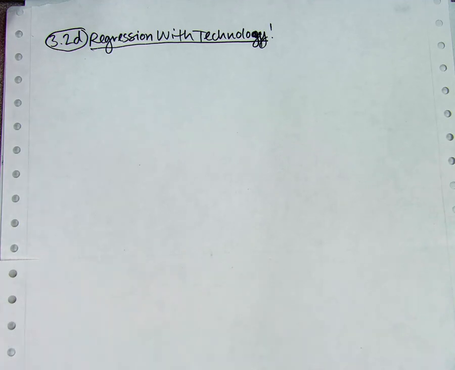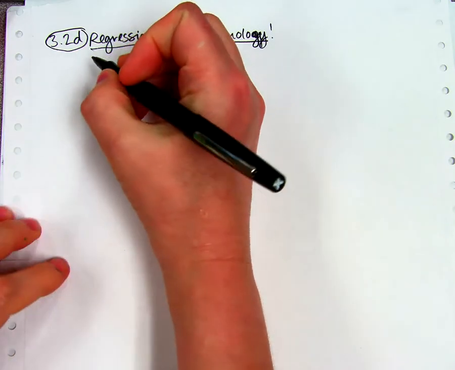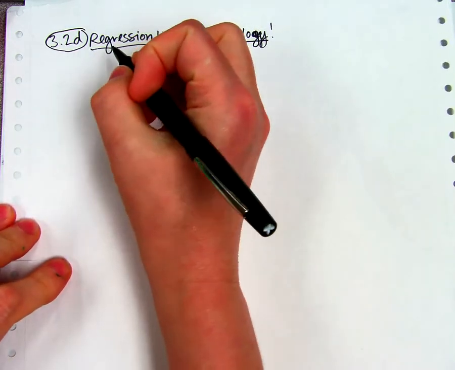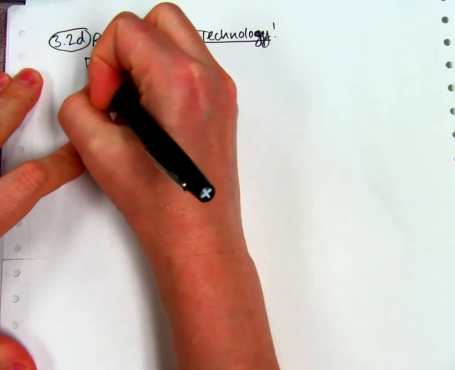Hello, Stats. This is 3-2D Notes, Regression with Technology, or another name for it would be wrapping up regression, because that's what we're doing today. We're wrapping things up.